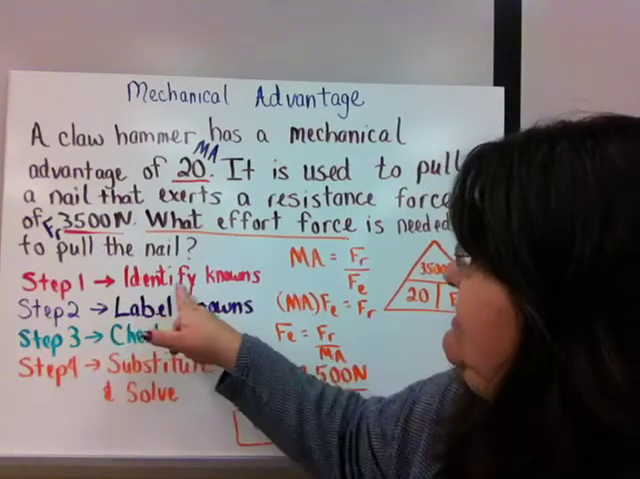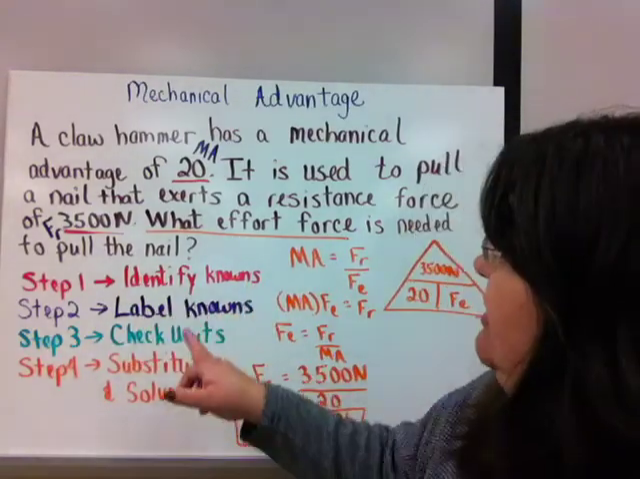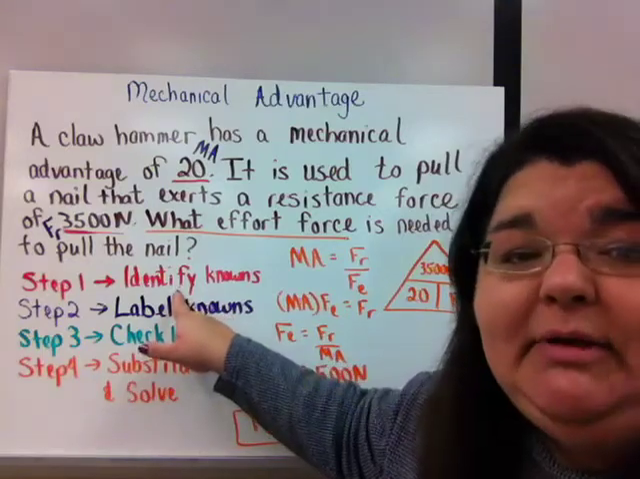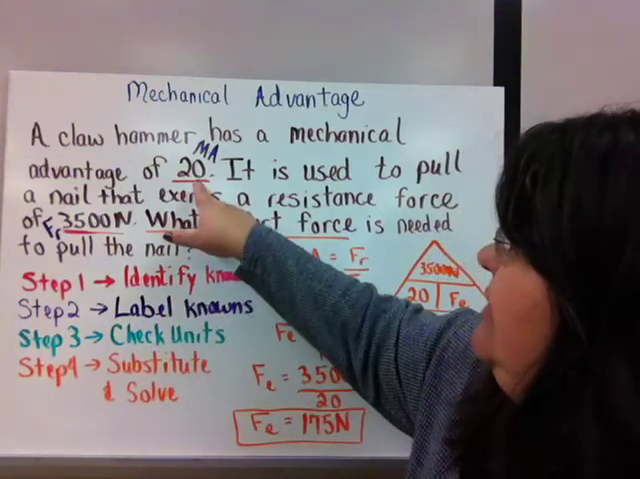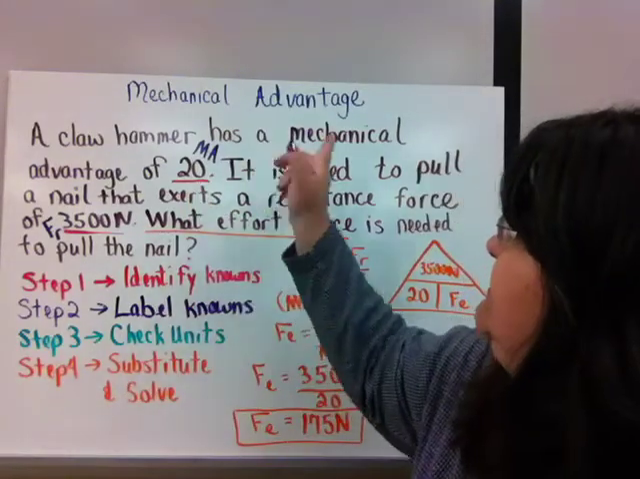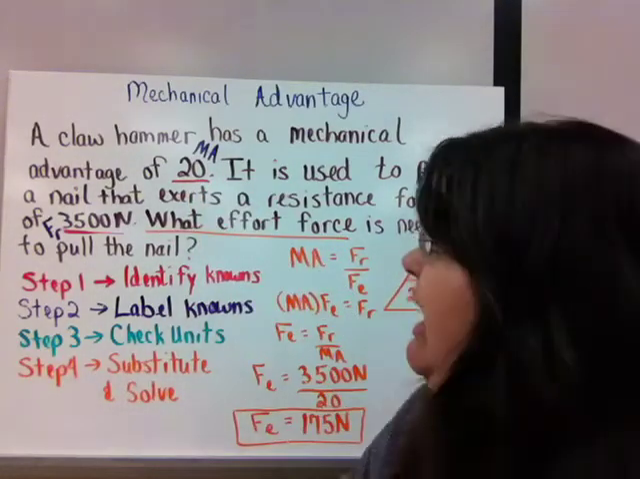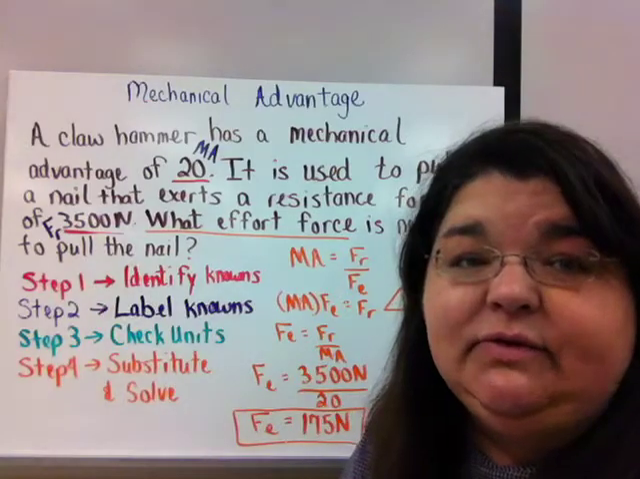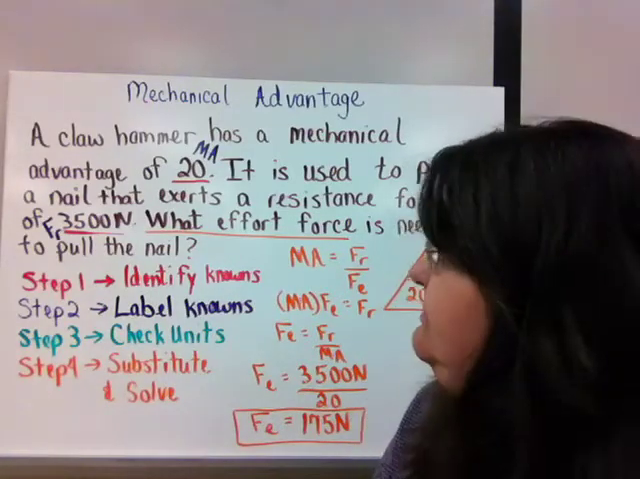The first step is to identify the knowns. So I have used that same color marker to come up here and underline the things that I know. I know I have this mechanical advantage of 20. I know that I have a resistance force of 3,500 newtons.